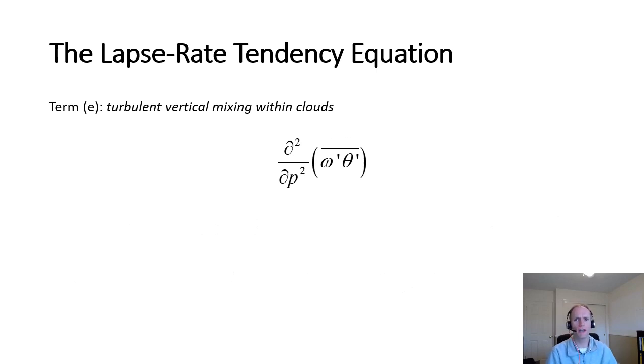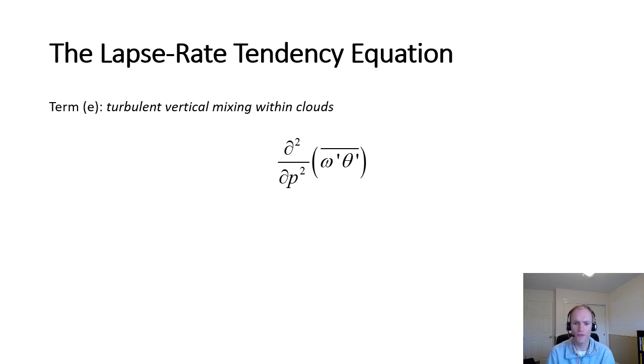Things get a little bit more complicated as we get to our fifth term, which is this one that involves a second partial derivative with respect to pressure, two prime terms multiplied by each other with an overbar on top of all of those. We said that those primes refer to cloud scale processes. And here we're looking at vertical velocity here. So within clouds relates to the fact that these are occurring on the cloud scale.